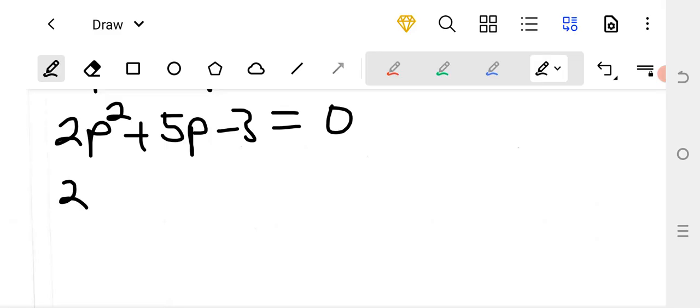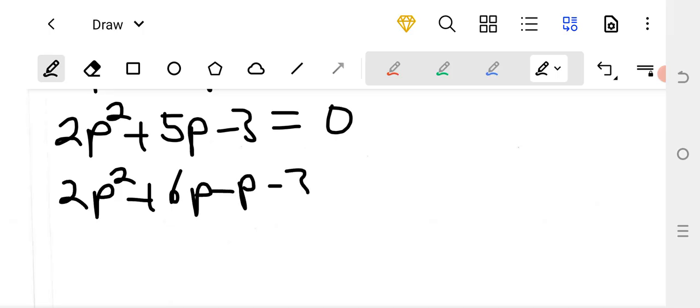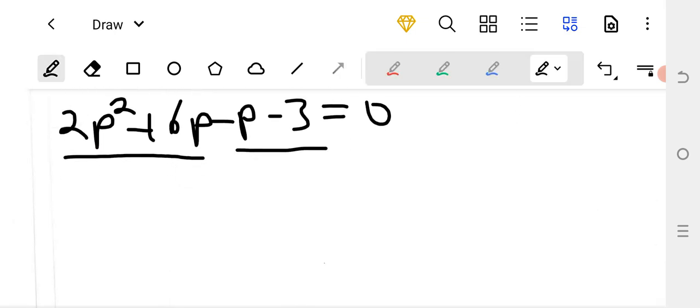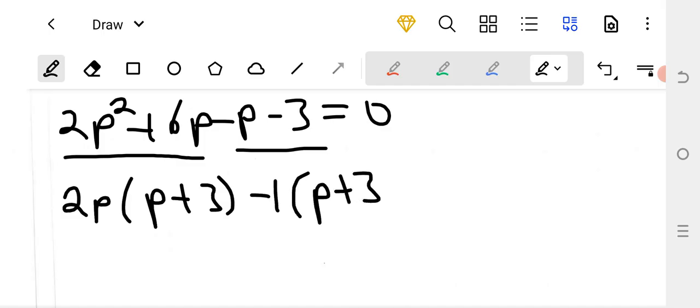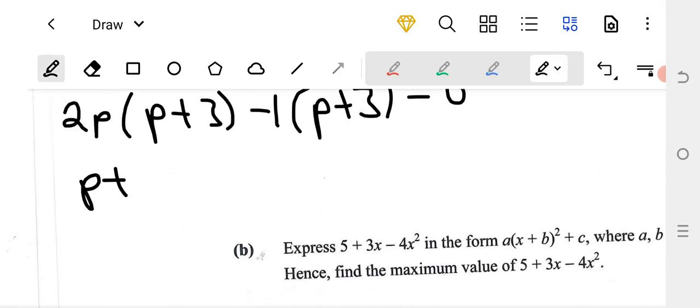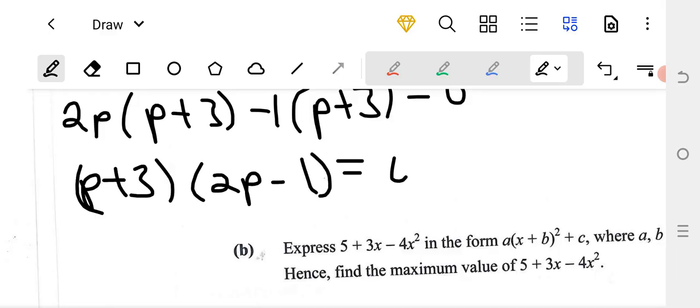So it's going to be 2p squared plus 6p minus p minus 3 is equal to 0. We factorize by grouping. We factorize out 6p and then we factorize those two like that, using lines, it's better like that. So you're going to say 2p multiplied by p plus 3. You factor out a negative 1, you're going to have p plus 3 is equal to 0. So p plus 3 multiplied by 2p minus 1 is equal to 0.